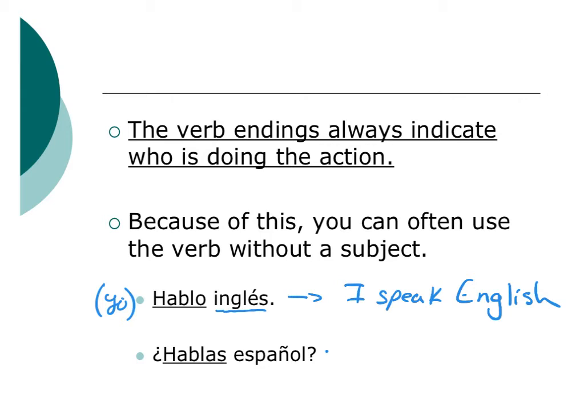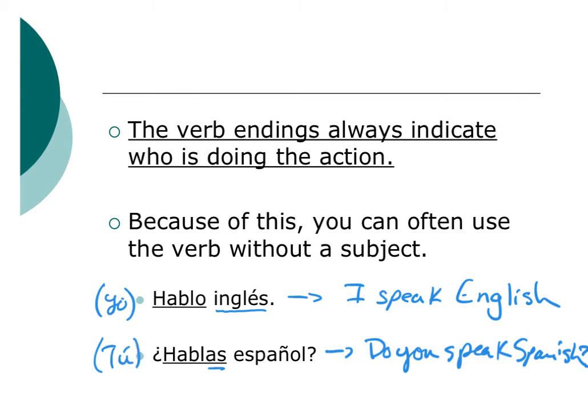All right, in a similar way, hablas español means do you speak Spanish? It's a question. All right. And then because of the AS ending, we know that the implied subject is tú, right? Tú hablas español. All right. So in many cases, you don't need the subject because it's implied.